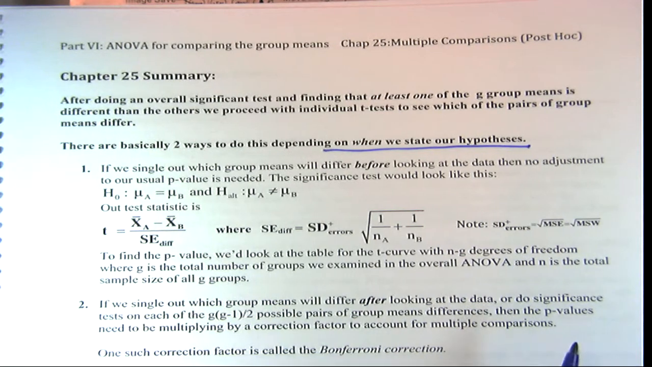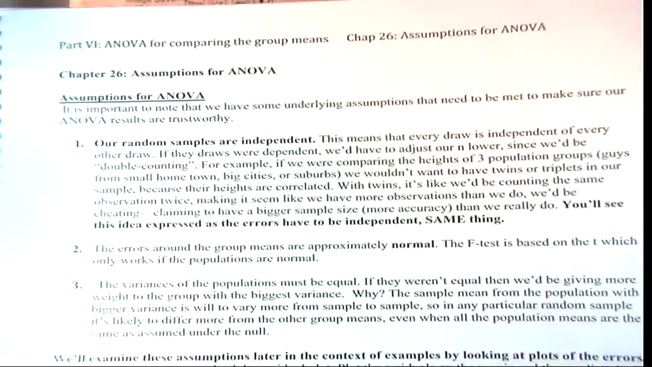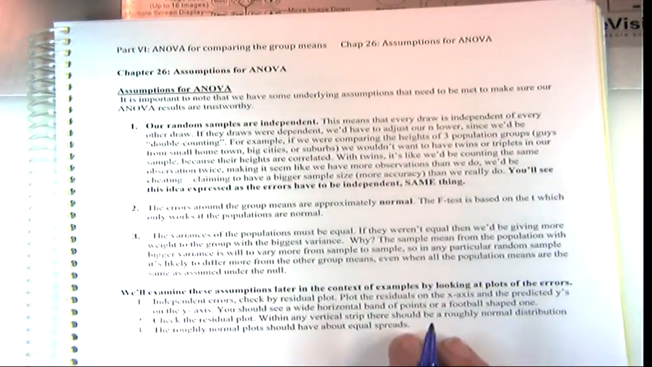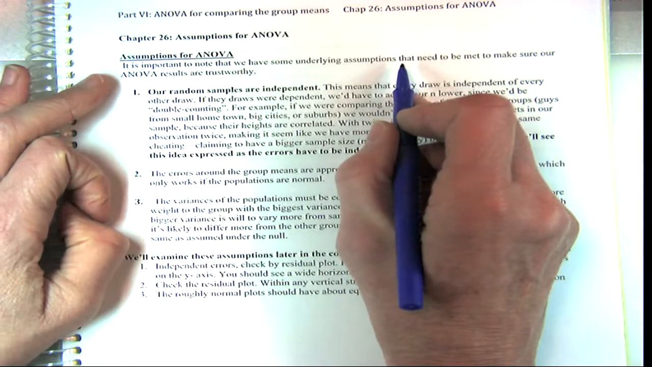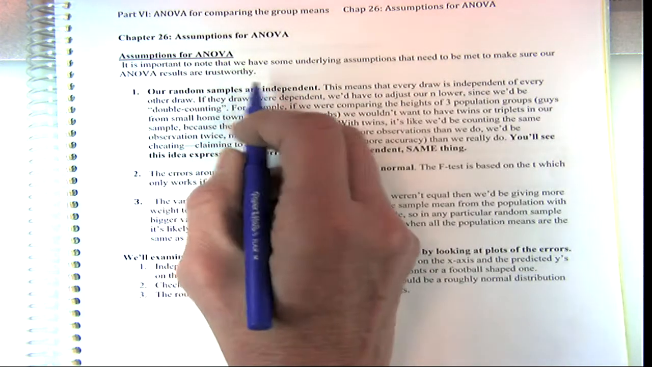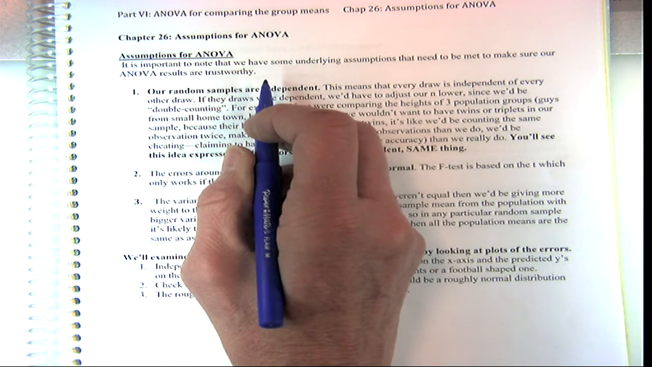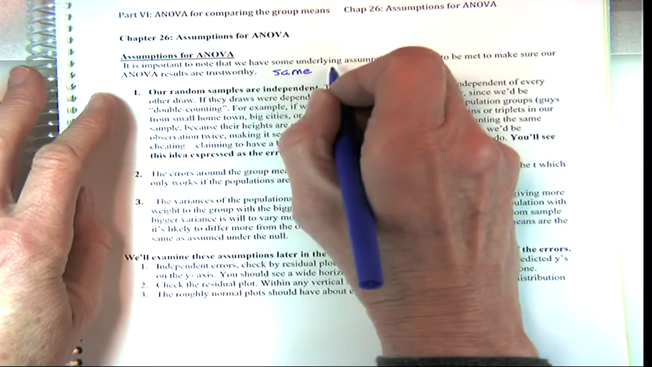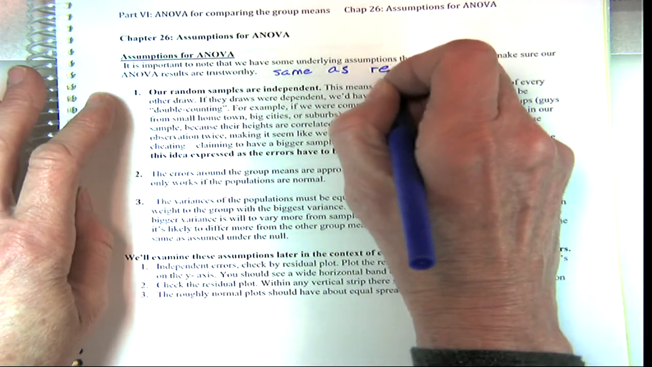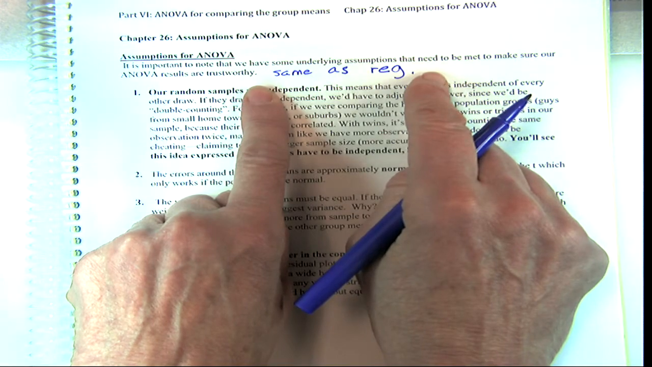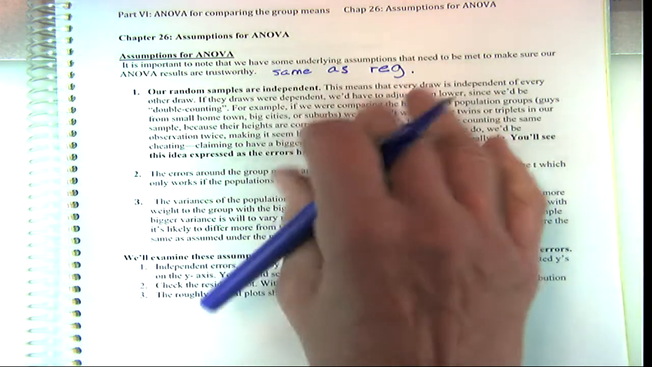Questions on that? All right, so now the next thing we have to do is look at these assumptions, chapter 26, and these are exactly the same as what we did for regression. It's important to note that we have some underlying assumptions that need to be met to make sure these ANOVA results are trustworthy. The F test, T test, Z test, chi-square, they all depend on certain assumptions. And they're the same ones as for regression that we already went over because, as we saw, this is a specific case of regression: predicting some quantitative variable based on group membership.